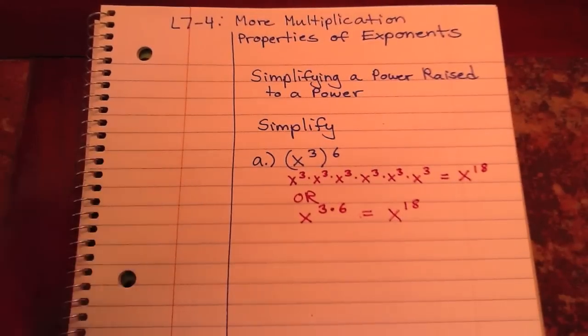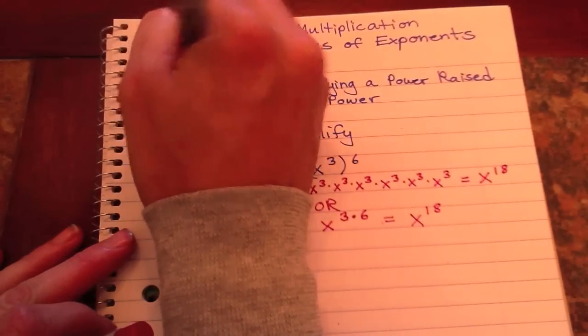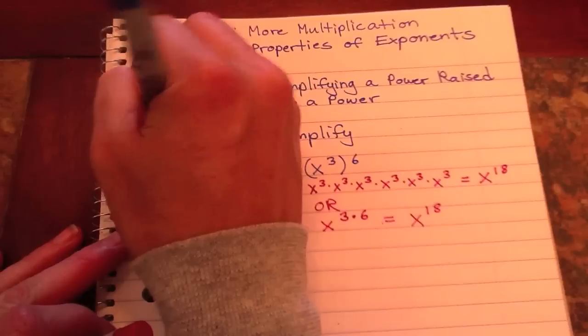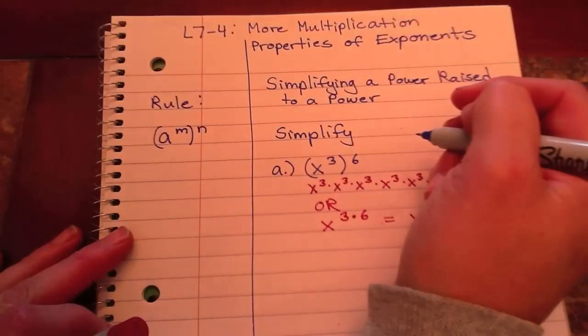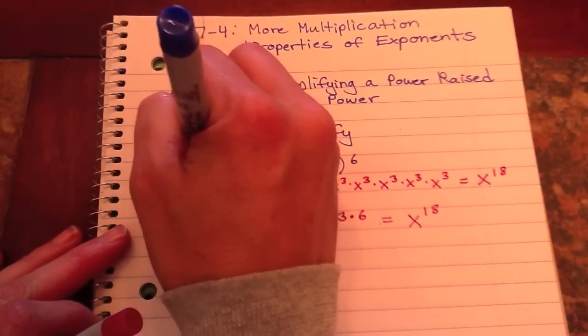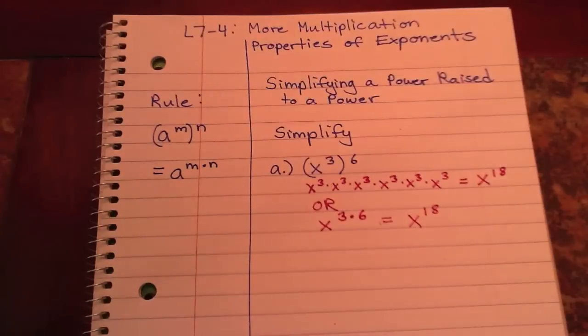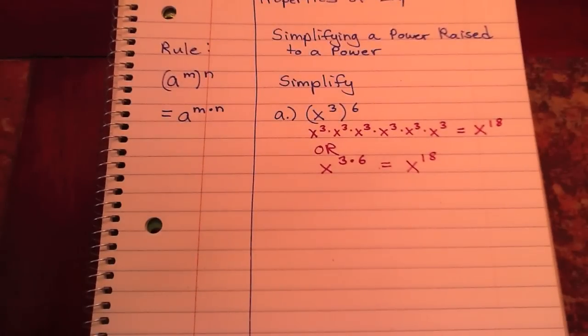The rule that you're going to add over here for that: when I have a to the m to the n power, bring a and multiply m times n. So let's try a few of those.